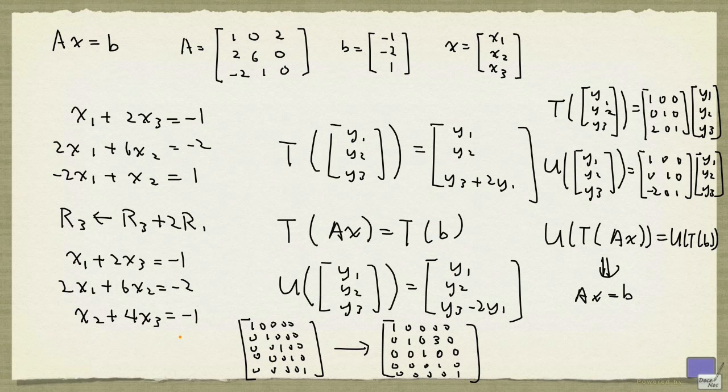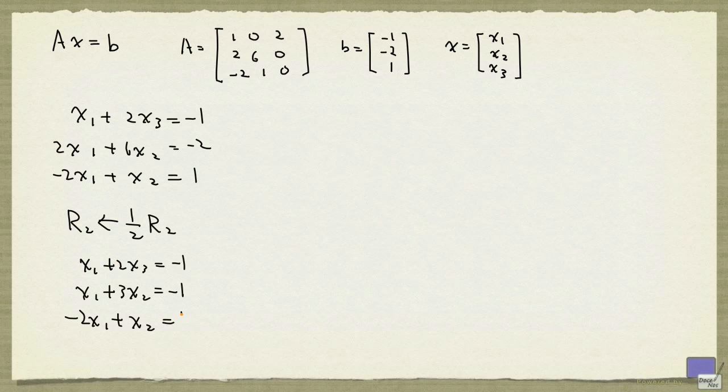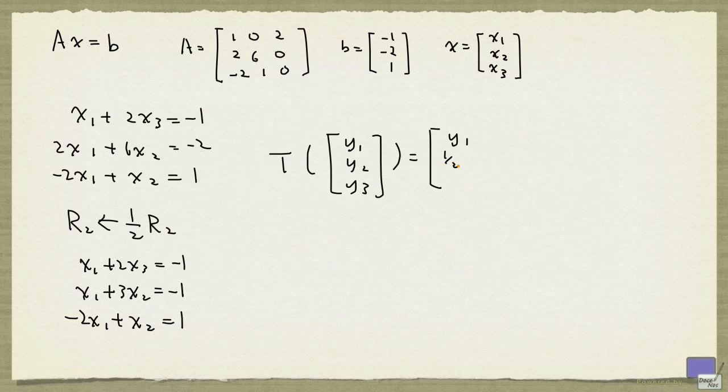Finally, let's consider the operation of multiplying a row by a non-zero constant. Say we're multiplying row 2 of this system by a half. The resulting system is going to be this. And now consider the linear transformation T given as follows. So it takes the input tuple y1, y2, y3 and outputs y1, 1/2 y2, y3. Then this system here can be written as T of Ax equals T of b.